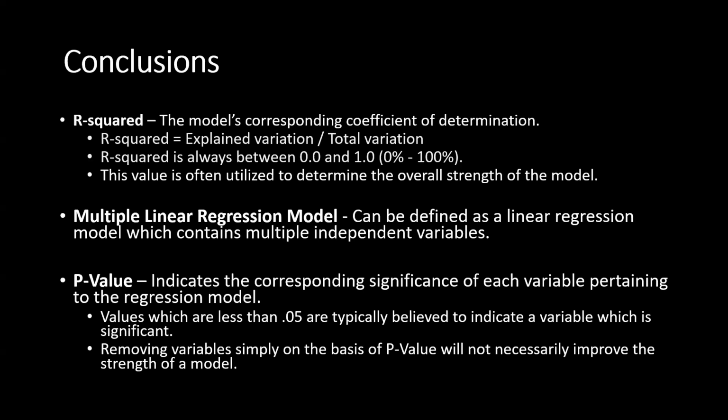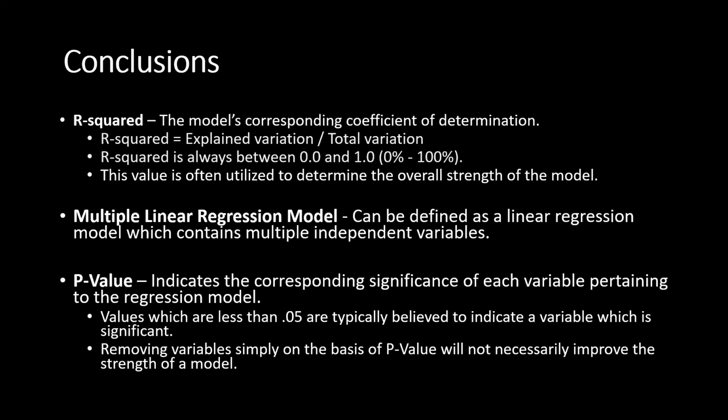So a couple of conclusions. R squared is the model's corresponding coefficient of determination. It's the explained variation divided by total variation. R squared is always going to be between 0 and 1, or 0% and 100%. This value is often utilized to determine the overall strength of the model.